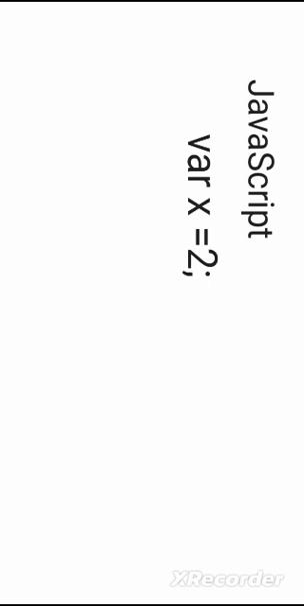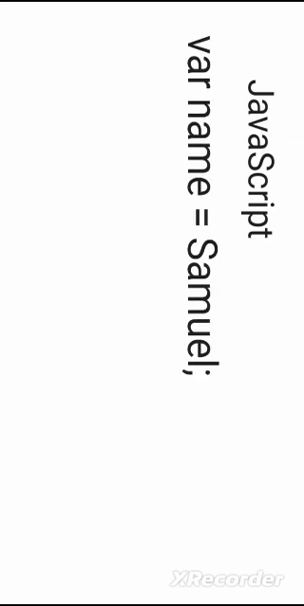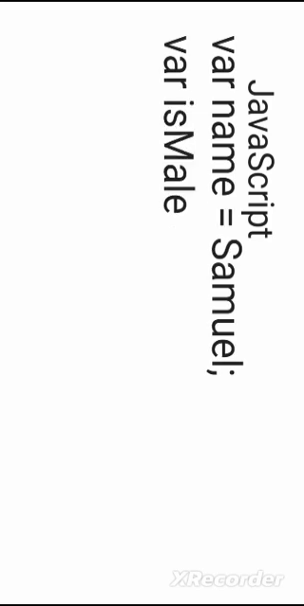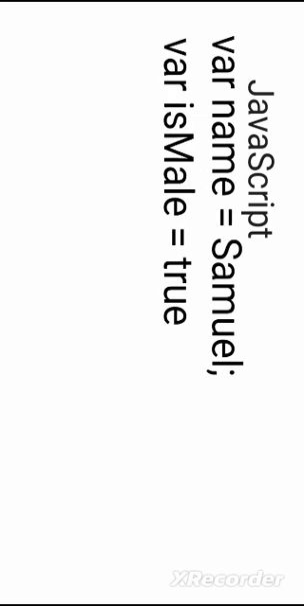Let's make more examples. Let's create another variable. We'll say var, let's say name is equal to Samuel. End our statement. Create another variable, is the male. We'll say var is male equal to true. So I'll end it here.